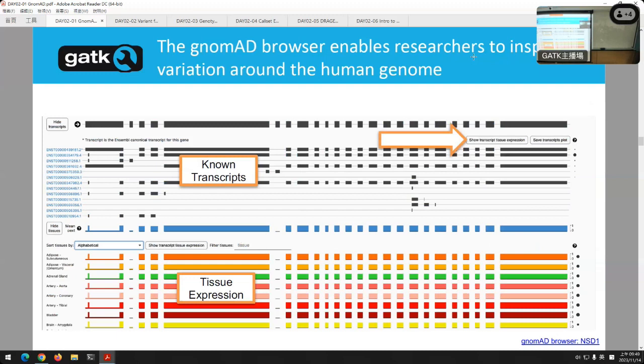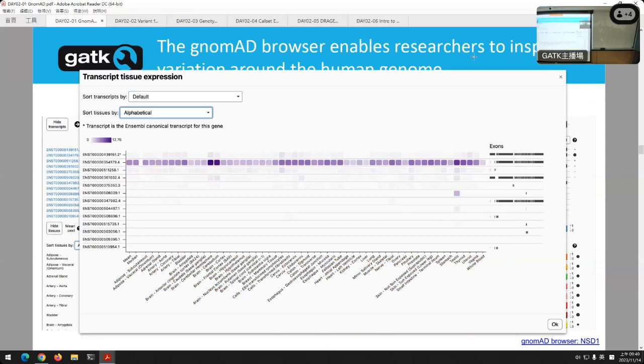There's another little button that says show transcript tissue expression. So we can see yet another view of this with transcripts on the y-axis and tissues on the x-axis. So this is telling us in each tissue which transcript was the most highly expressed. So that's another way to look at this. You can find out which transcript is really relevant to look at for your tissue of interest.